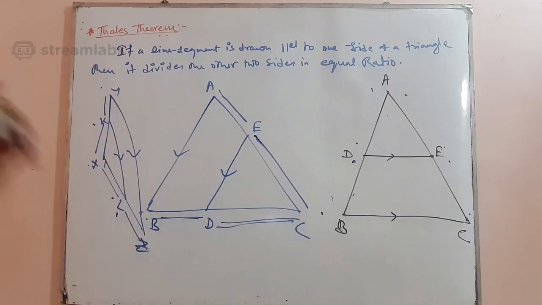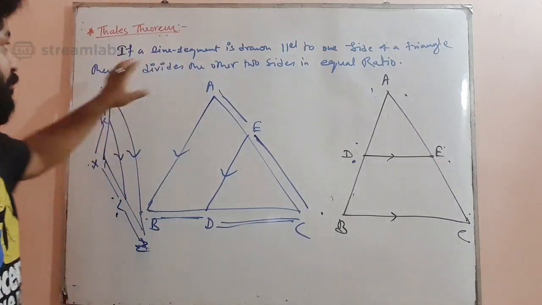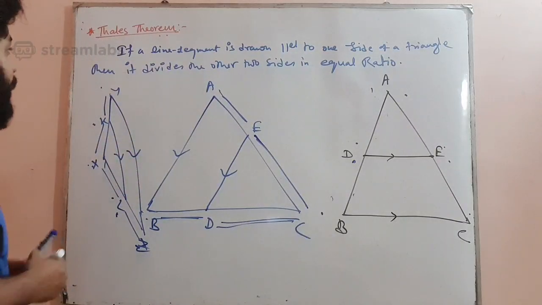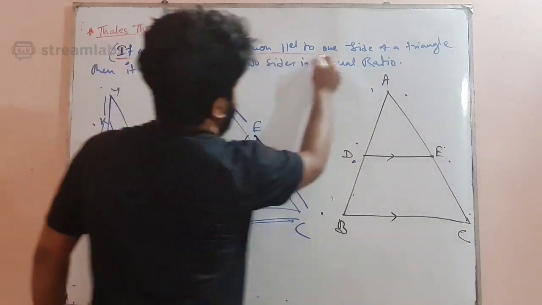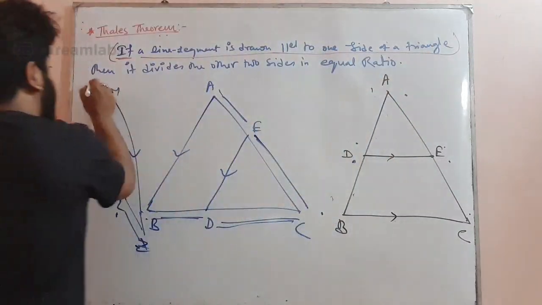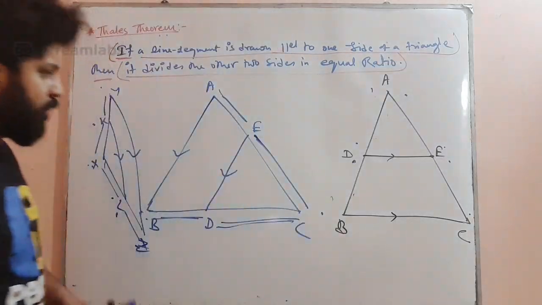Okay, so what does this say? If a line segment, which is already given, is drawn parallel to one side of a triangle, then it divides the other two sides in equal ratio.